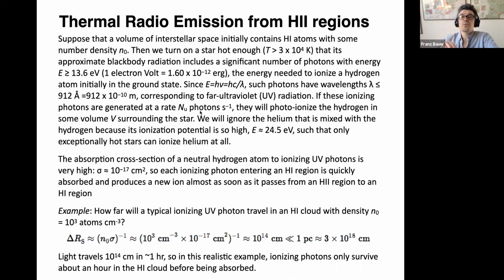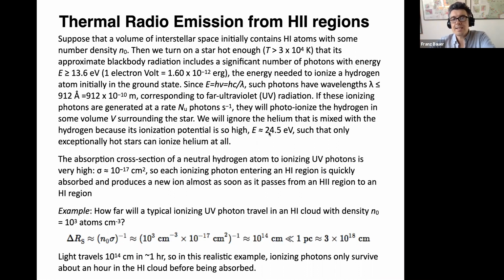Although if you have really energetic photons, you can impart a lot of energy to the electron, which might then cause some collisional effects. And so there's some extra terms on there. So it's not purely one-to-one, but you can calculate it. So this will photoionize a volume around the star.